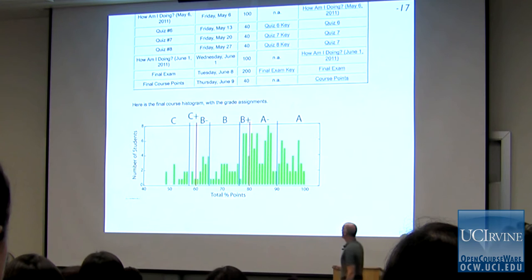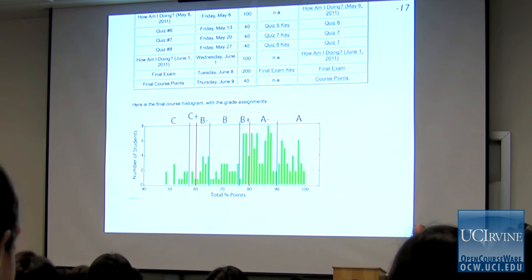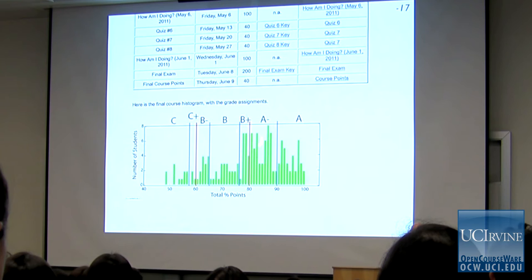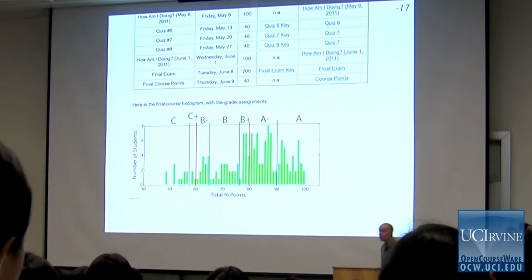Here's what the histogram for the class is going to end up looking like, in all likelihood, because this is how it looked last year. These are all A's. All right, see all this red line? That's the 80% line. I'm going to draw that right through the middle of a big group of students like this, because I'm going to promise you that if you get more than 80% of the course points, you will get some flavor of A.